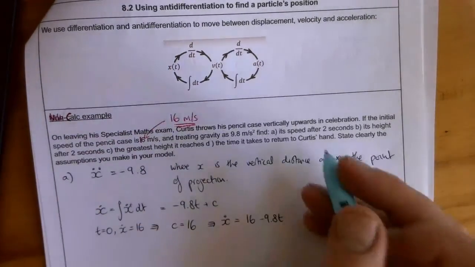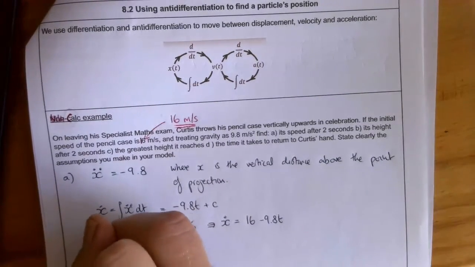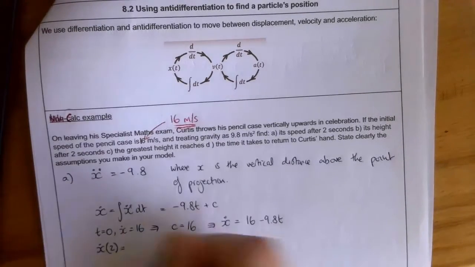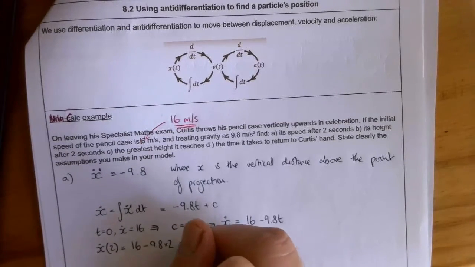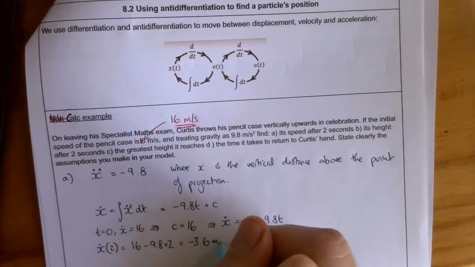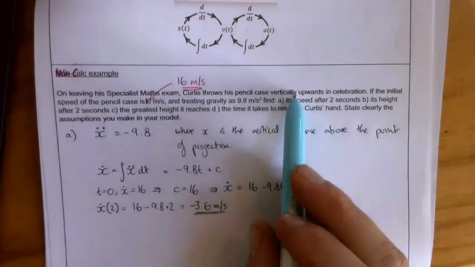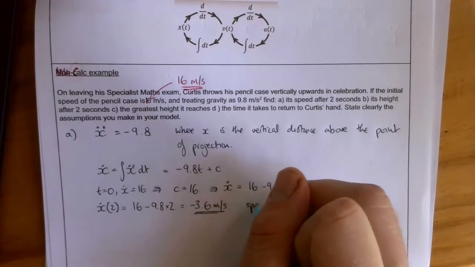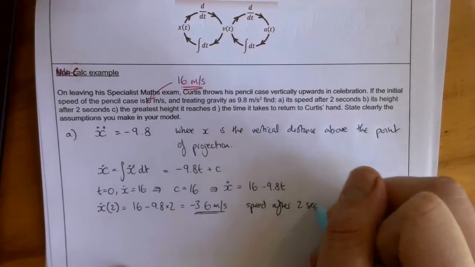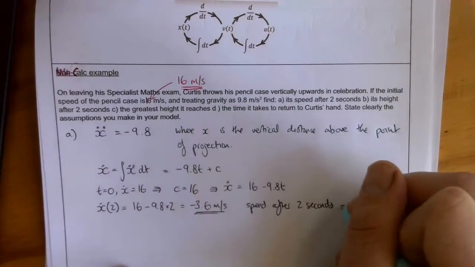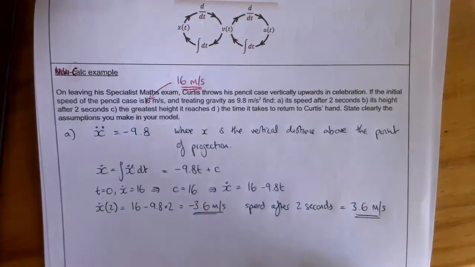What we're really interested in for part A is the speed after 2 seconds. So x dot of 2 would be 16 minus 9.8 times 2, so that's 16 minus 19.6, which is minus 3.6 meters per second. But then, paying attention to detail, it asks for the speed after 2 seconds. So the speed after 2 seconds is the magnitude of minus 3.6. So it's just 3.6 meters per second, because speed is a scalar.